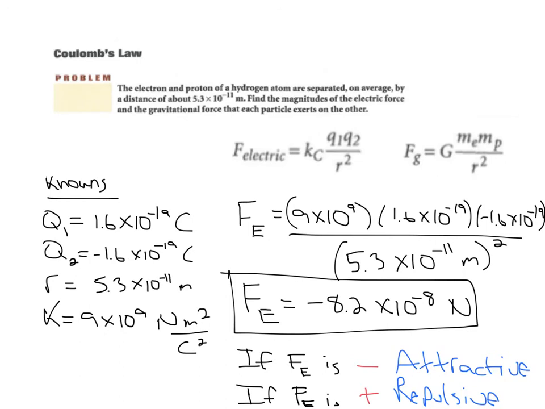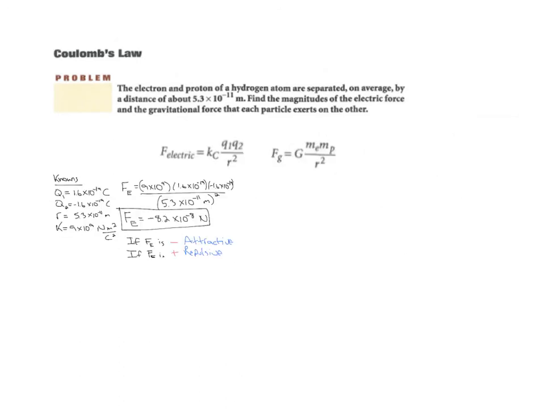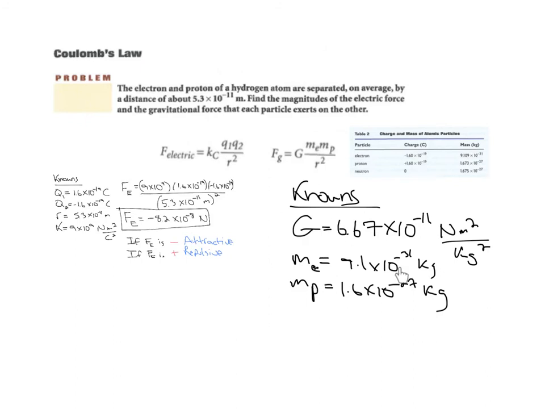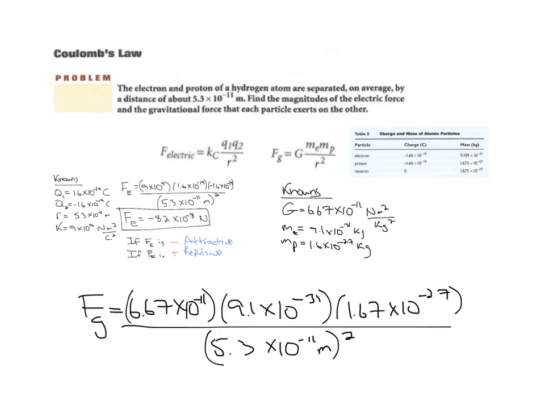Now, what about the second part? What do we know to find the force of gravity? Well, we need to know the mass of the electron and the mass of the proton. So here are our knowns for this problem. Let's plug it into the equation and find out the force of gravity. We put it in the equation like this.